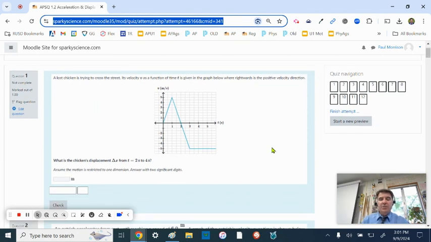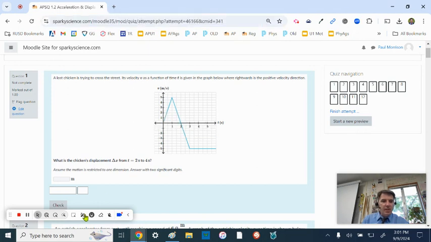Okay, so let's do a couple of these. I think this is the harder of the two, if I'm thinking correctly. A lost chicken trying to cross the street. So he's going back and forth. He's lost. And so what's the displacement from 2 to 4 seconds? So we're going displacement from 2 to 4 seconds. And I got my pen there. From 2 seconds to 4 seconds. And that's a real good one.